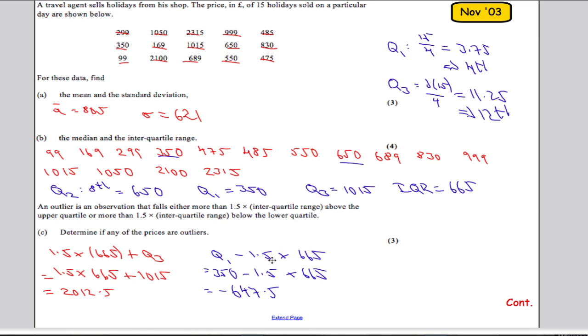647.5. So from this information, can I deduce if there's any outliers? Well, anything above 2012.5 is an outlier. So that's an outlier, and that's an outlier, and there's nothing below this. So 2100 and 2315 are outliers.